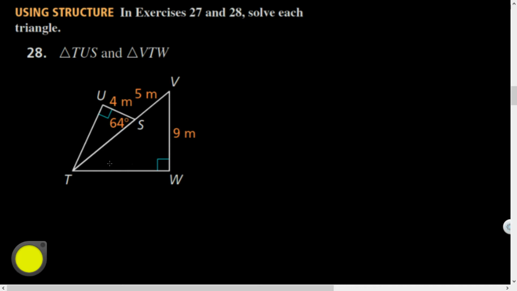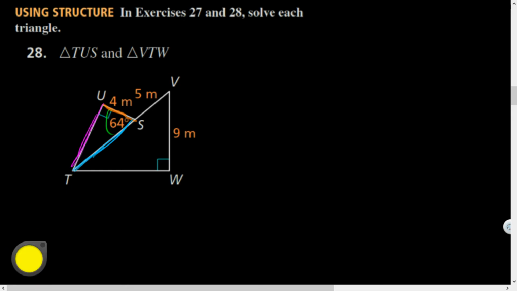I don't have any angles on this big triangle. Let's work with this little triangle first. So, we've got 64. I know 4 is which side? Is that the opposite, adjacent, or hypotenuse from the 60? It's the adjacent leg. I could find the hypotenuse, and I also could find the opposite. So let's find the opposite.